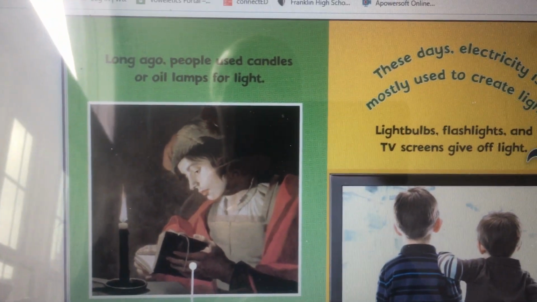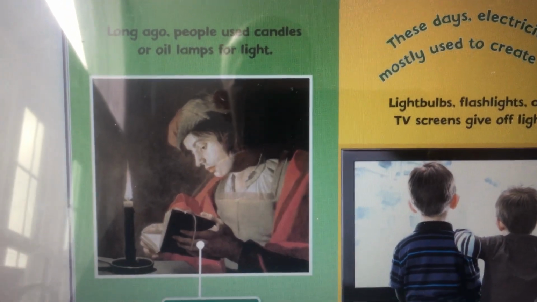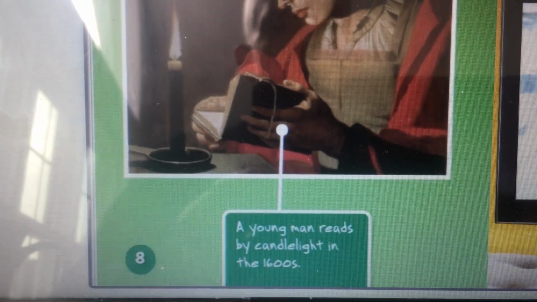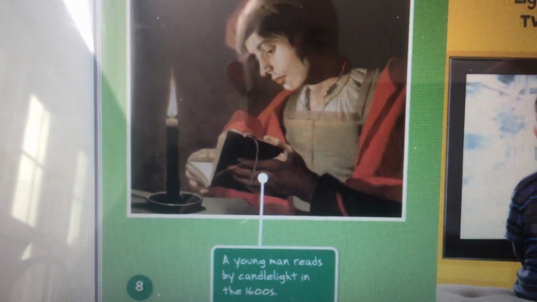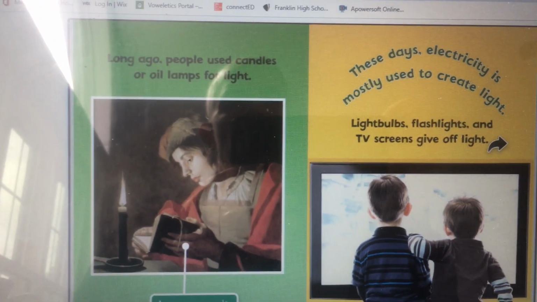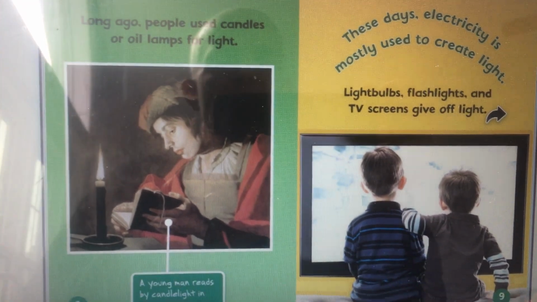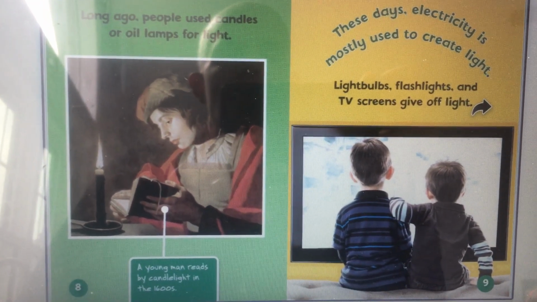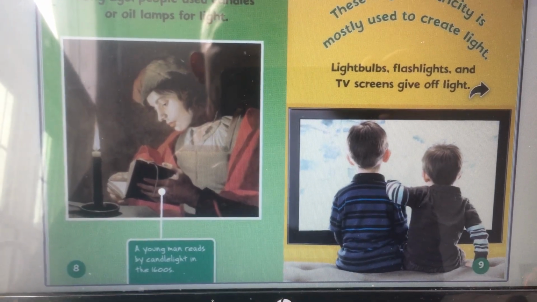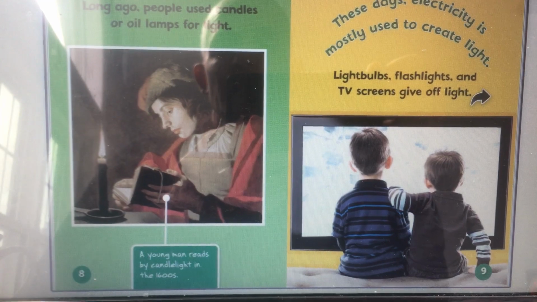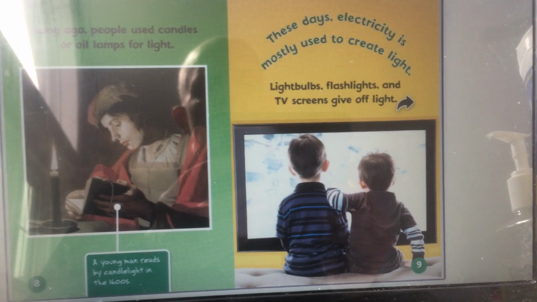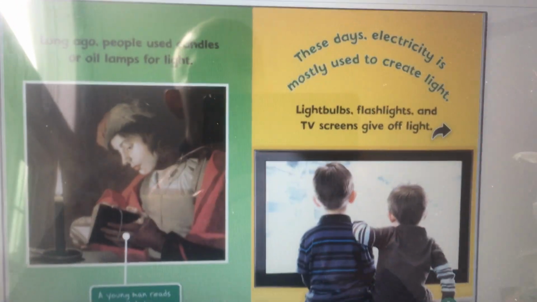Long ago, people used candles or oil lamps for light. Here it says, a young man reads by candlelight in the 1600s, 400 years ago. So before human beings had invented light bulbs, the artificial light that we invented, and really what we invented was the candle, which used natural light, fire, to light our rooms and our homes and our lives.